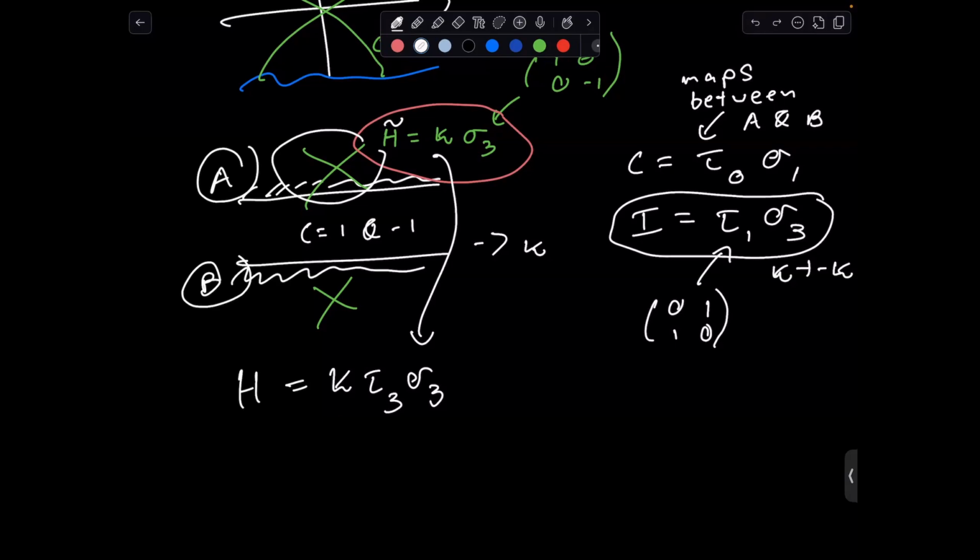And I'm not allowed to write something like tau 2, because that would map the two edges to one another, and I should have a local Hamiltonian. I shouldn't have any coupling in the Hamiltonian that couples between the two edges. So I can only write something like tau 3.